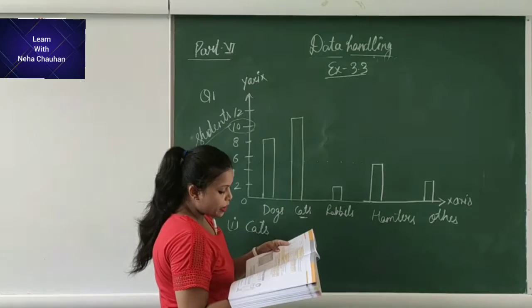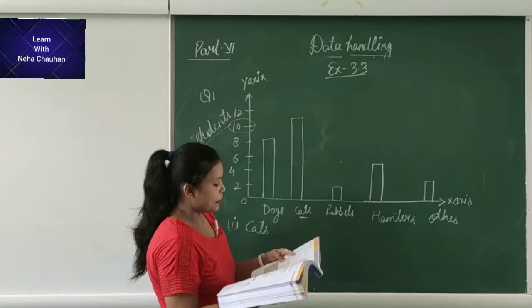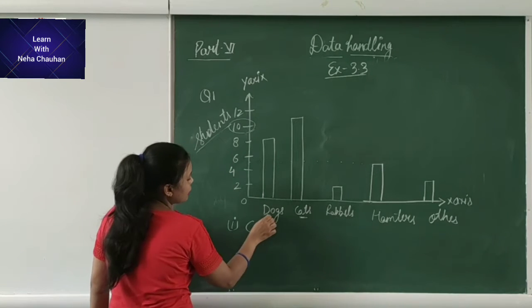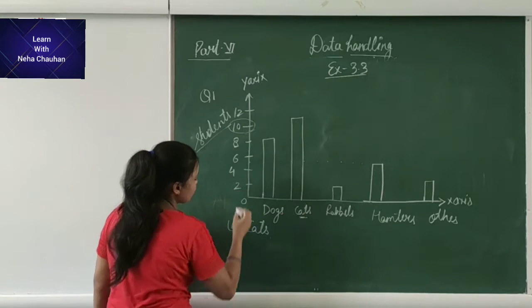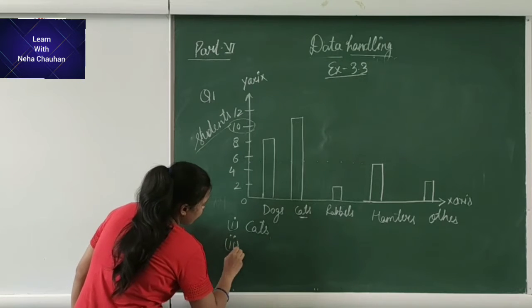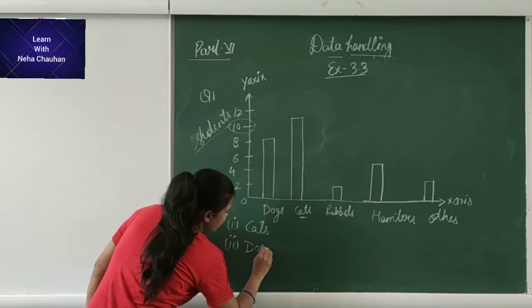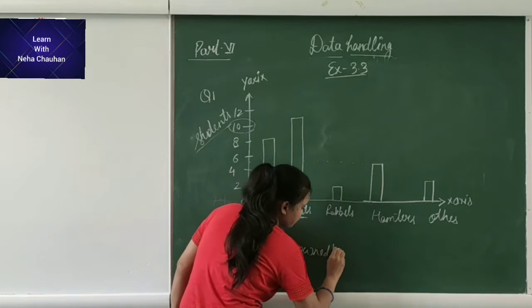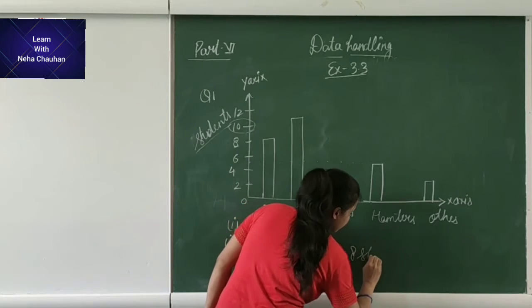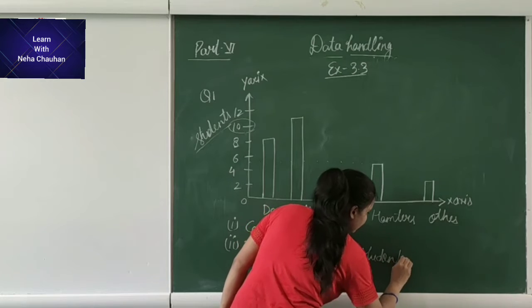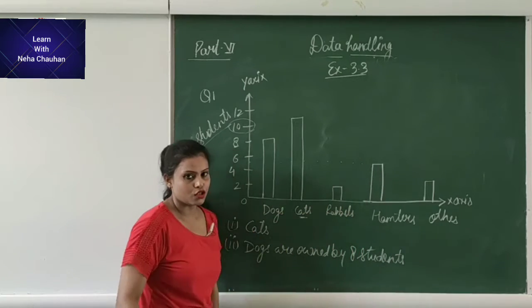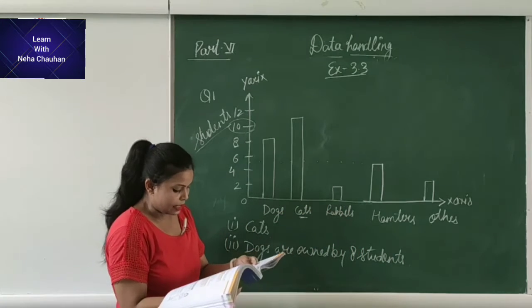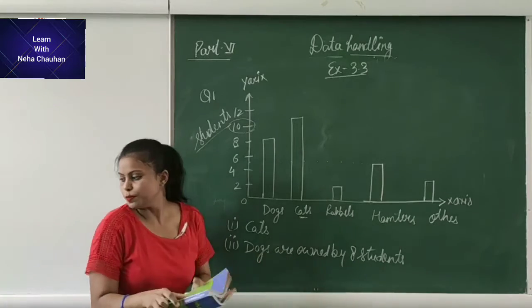Next is, how many students have dogs as pets? So we can see that dogs are owned by 8 students. So the second part is, dogs are owned by 8 students, right? So this was your question number 1. Let's do question number 2.